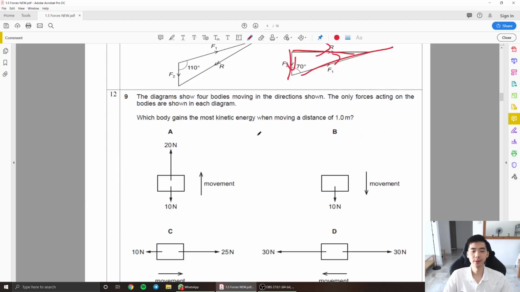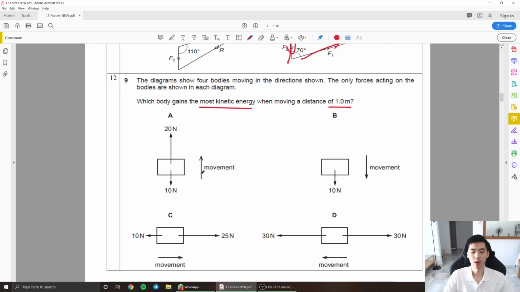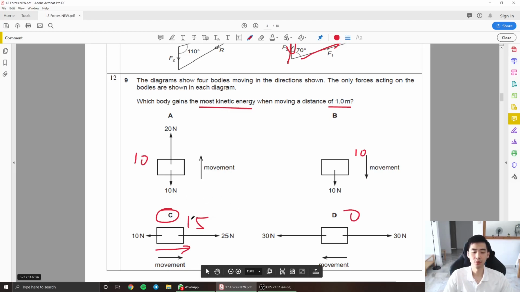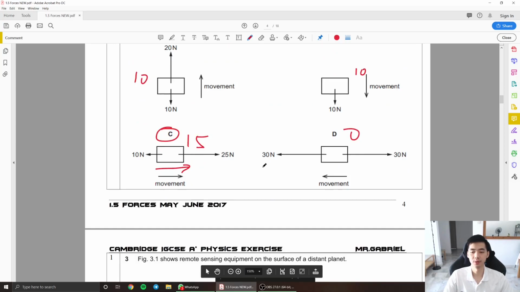And finally, this time, the diagram shows 4 bodies moving in the direction shown. The only force acting on the bodies are shown in the diagram. Which body gains the most kinetic energy when moving a distance of 1 meter here? Right, so basically, in order to have the greatest kinetic energy, it must have the greatest resultant force, right? Looking at this diagram here, the resultant force here is 10, here would be 10, here would be 0, and here would be 15, right? So naturally, C is going to be the answer for this question here.